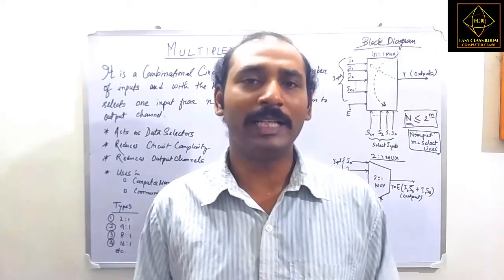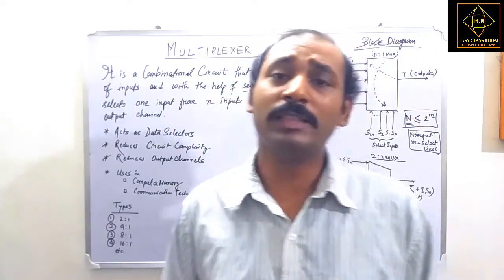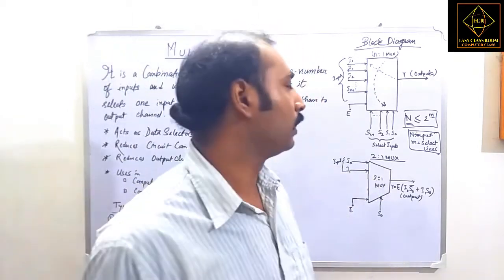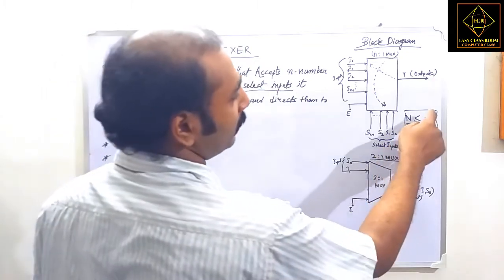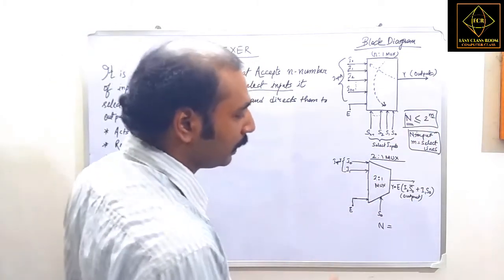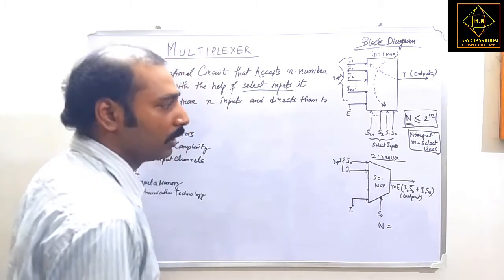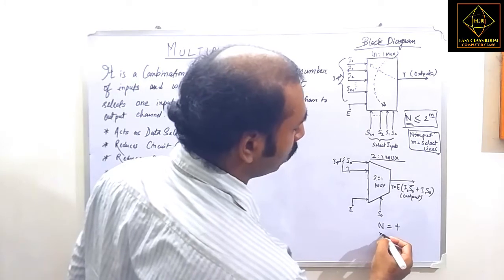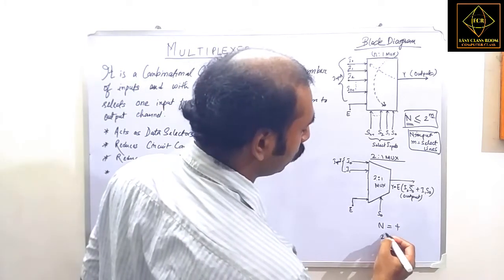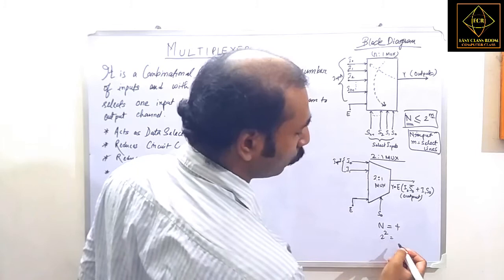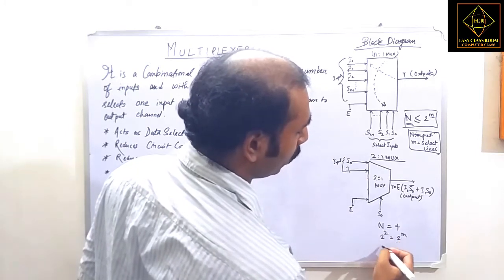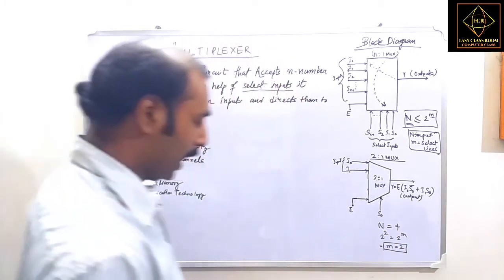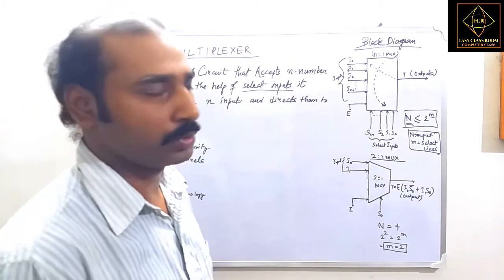Okay. So one thing that you may ask is, how many selection lines do we need for n inputs? So here is the formula. If you consider there are four inputs, the number of selection lines will be given by 2^m equals 4, that is 2^2 equals 2^m. So we are left with m equals 2. So we need 2 selection inputs.